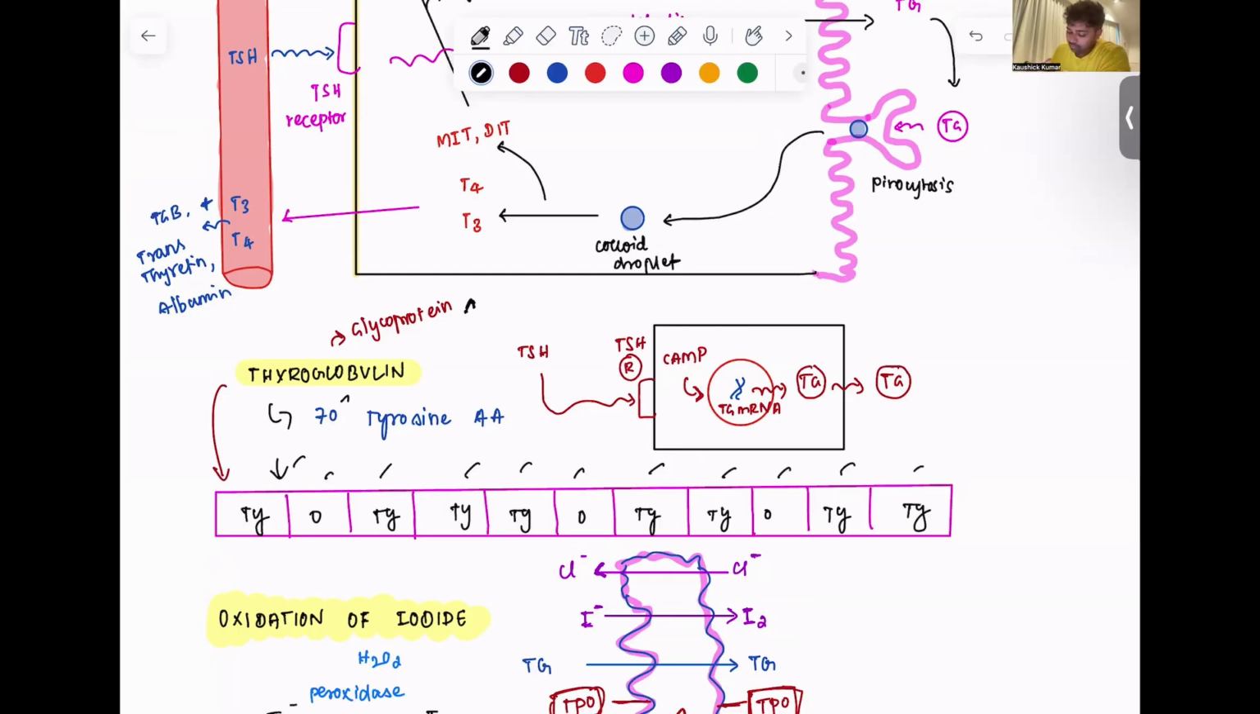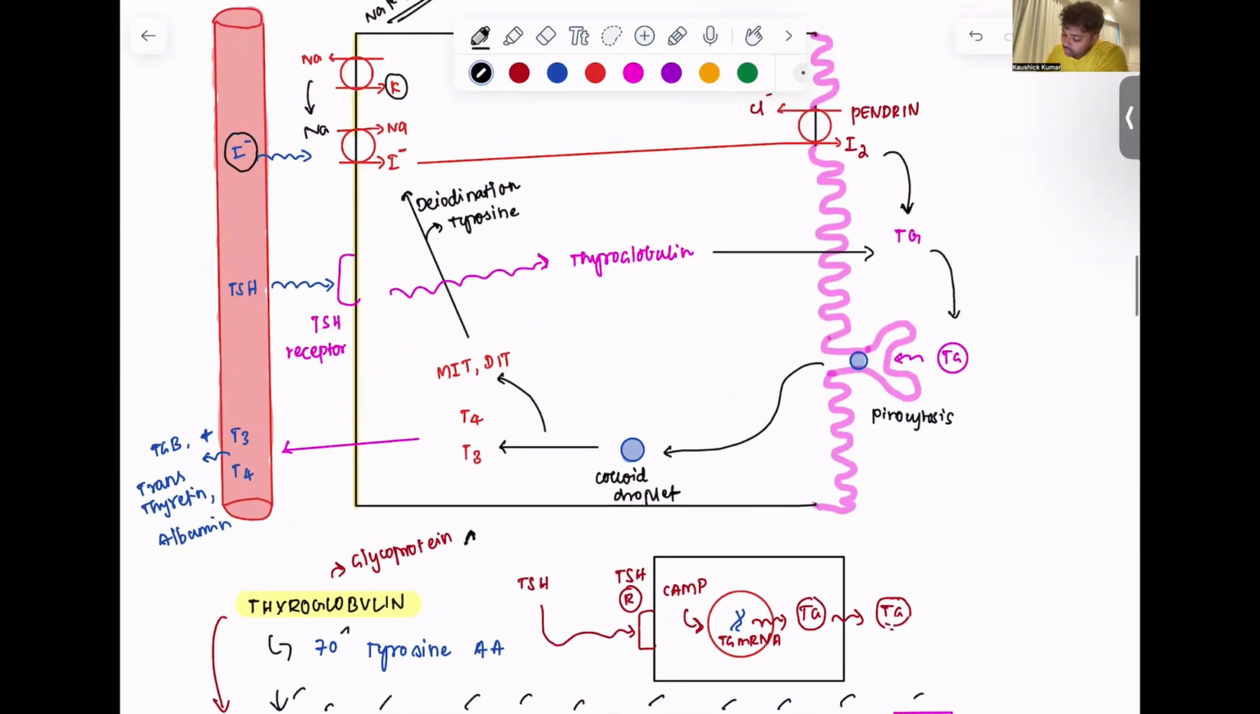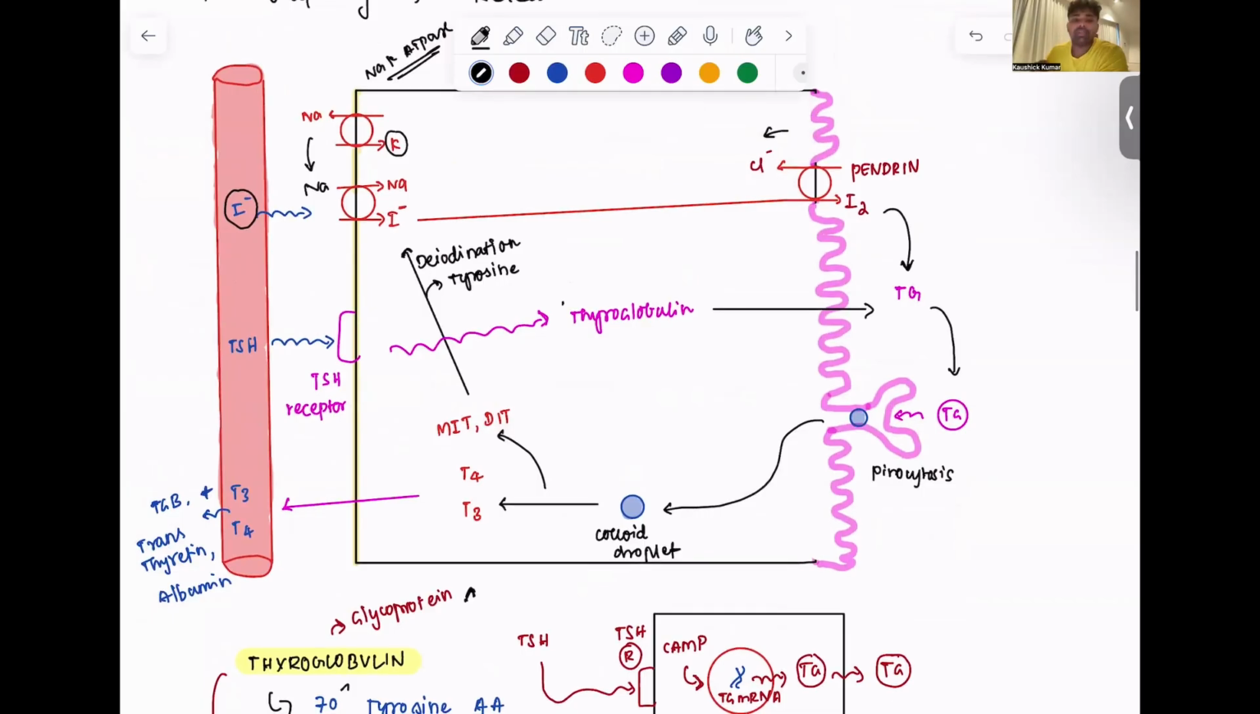So this thyroglobulin, where is it getting produced? This thyroglobulin is produced by the follicular epithelial cell. The thyroglobulin, which was produced inside the follicular epithelium, gets across the apical membrane and gets dumped in the colloid.